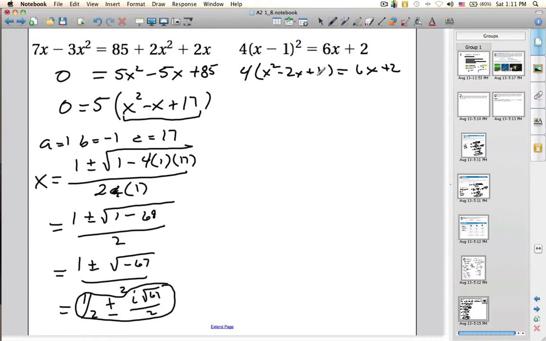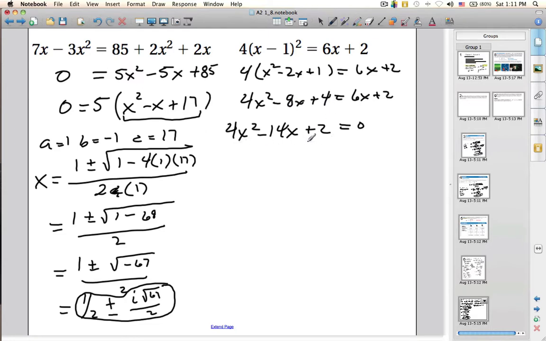Okay, so I happen to use the special pattern, which I know. (a minus b) squared is equal to a squared minus 2 times a times b, so 2 times x times 1 gives me 2x, plus b squared, (-1) squared is 1. So I'll get 4x squared minus 8x plus 4. And now I can set about combining like terms. I'll have 4x squared minus 14x plus 2 is equal to 0. So I subtracted 6x and I subtracted 2.